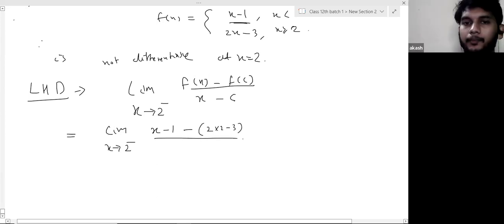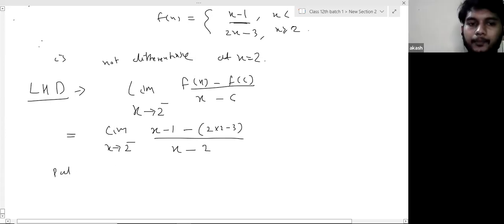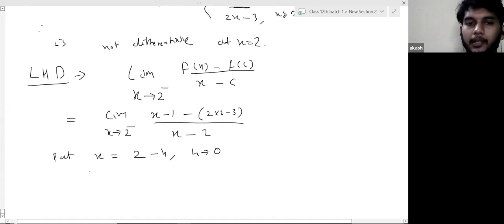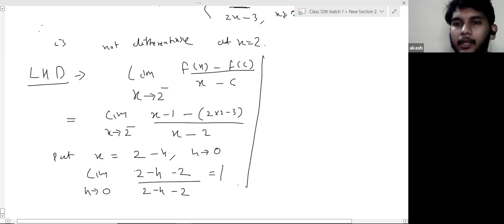Yes or no? Yes, sir. So x minus 2. Now put x equals to 2 minus h, so h will be tending to 0. We can write this as limit h tending to 0, and this is x minus 1 minus 2 over x minus 2, so 2 minus h minus 1 minus 1 over 2 minus h minus 2. I hope this thing is clear. So here LHT is 1. Yes or no?